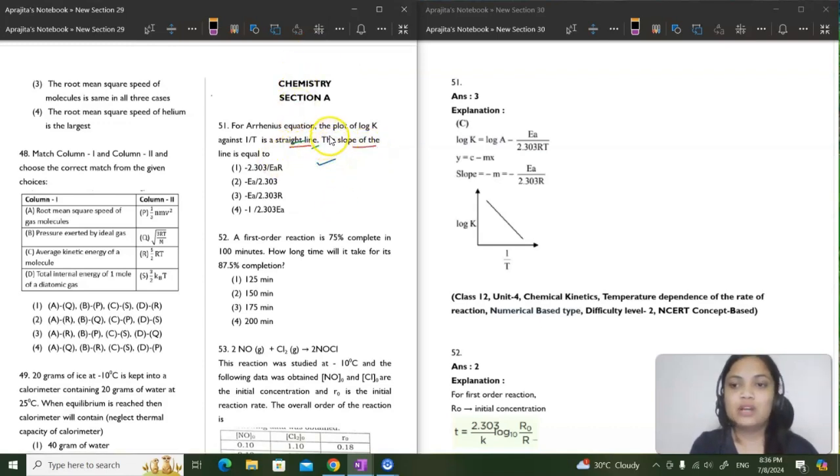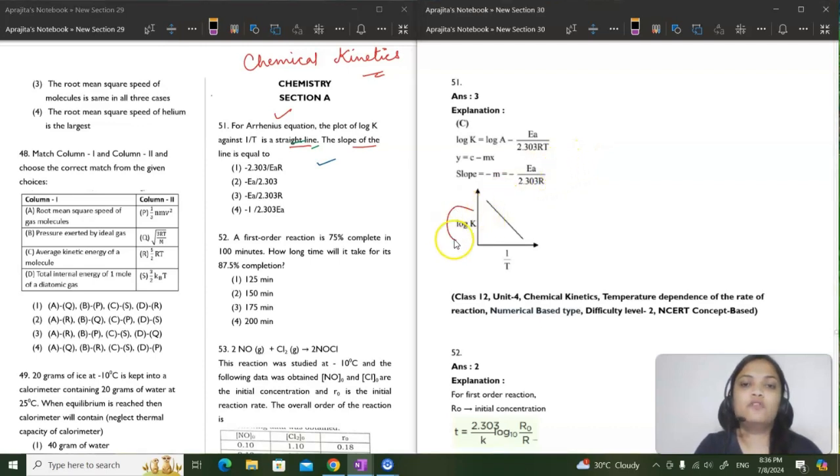So here we had two chapters, that is chemical kinetics and equilibrium. This question is from the chemical kinetics chapter, which is important, which talks about the rate of reactions. Here we have the Arrhenius equation. They are saying the plot of log k and 1 by T is equal to. So here we have to tell the slope.